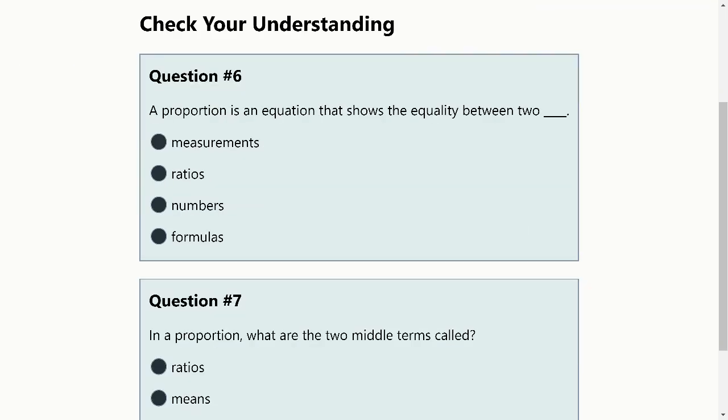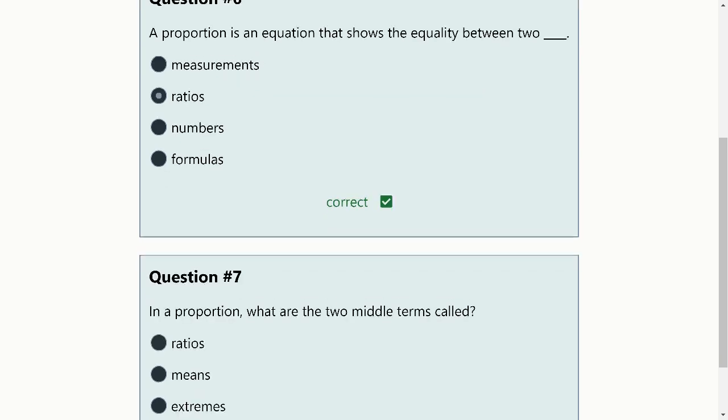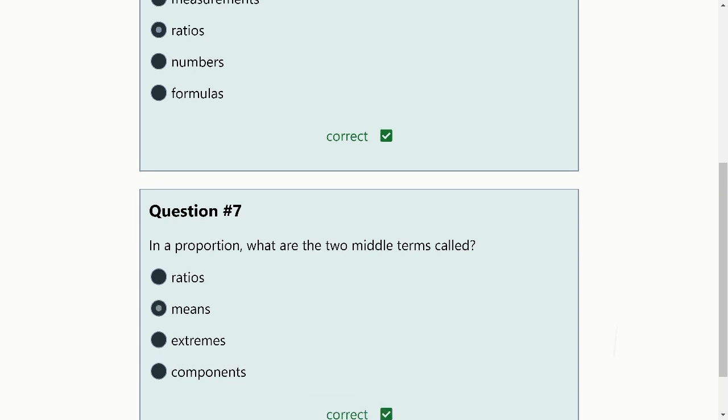Alright, so a proportion is an equation that shows the equality between two ratios. In a proportion, what are the two middle terms called? They're called the means. Those are the two numbers in the middle.